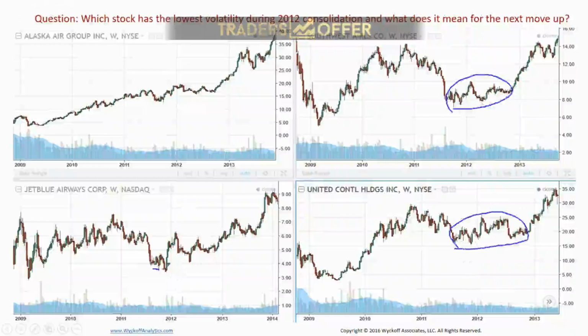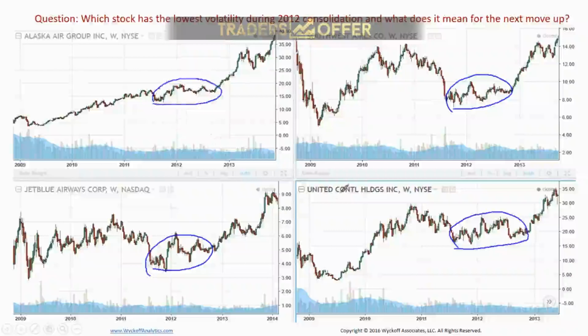I should have identified this before, so I apologize. These are the new slides, so I was just working on them last night and before the workshop. So let's have some typed-in results here. I want to see what you guys are thinking. Which stock has the lowest volatility during the ranges that I've identified, and what does it mean for the next move up? We already know that there's going to be a move up, but we just want to make that correlation.